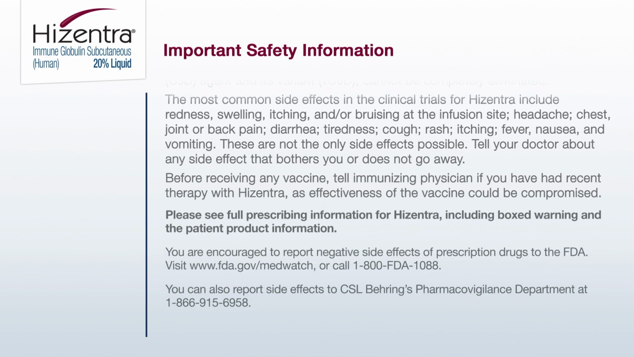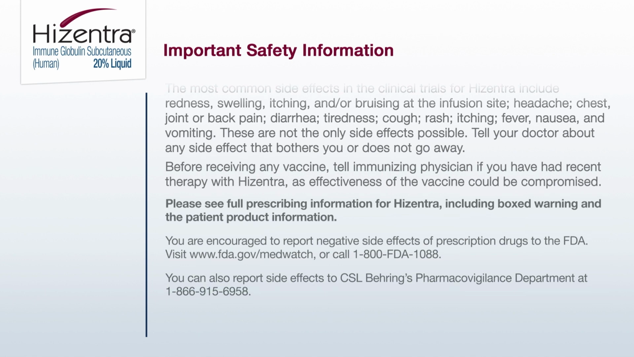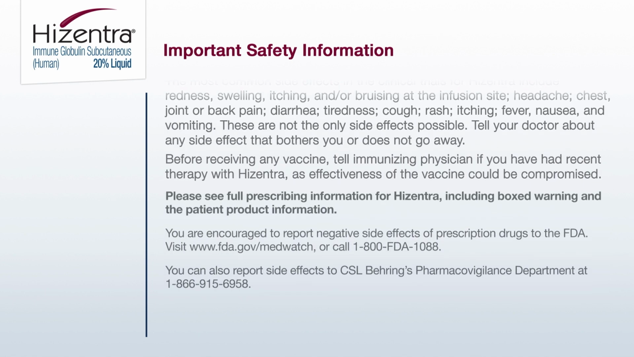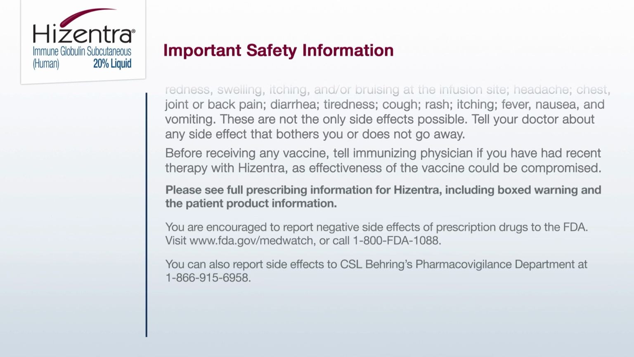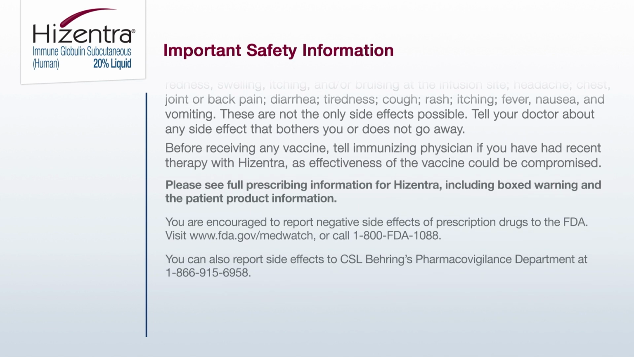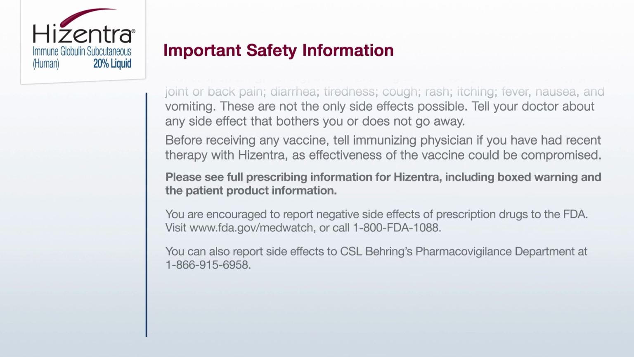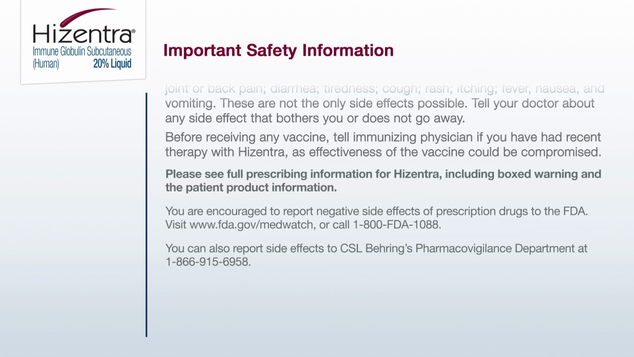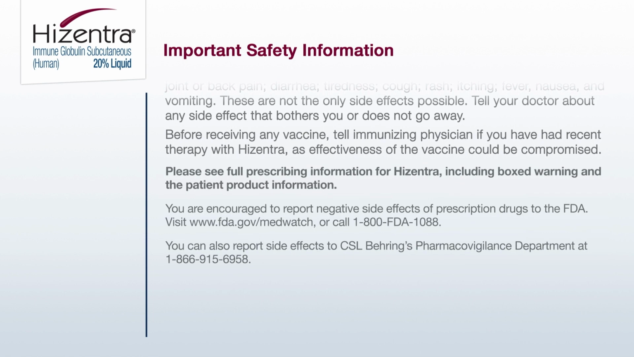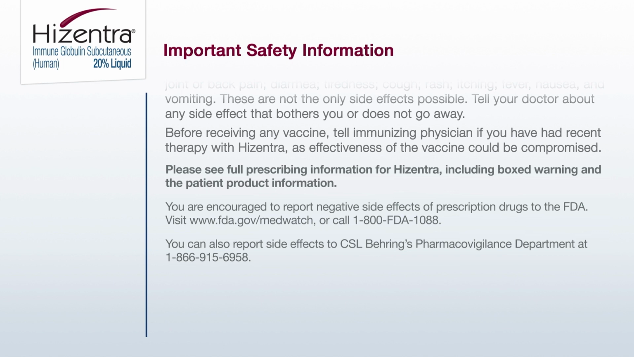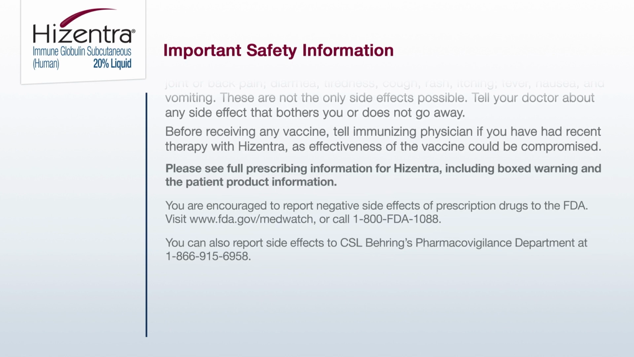Before receiving any vaccine, tell the immunizing physician if you have had recent therapy with Hizentra, as effectiveness of the vaccine could be compromised. Please see full prescribing information for Hizentra, including boxed warning and the patient product information. You are encouraged to report negative side effects of prescription drugs to the FDA. Visit www.fda.gov/medwatch or call 1-800-FDA-1088. You can also report side effects to CSL Behring's Pharmacovigilance Department at 1-866-915-6958.